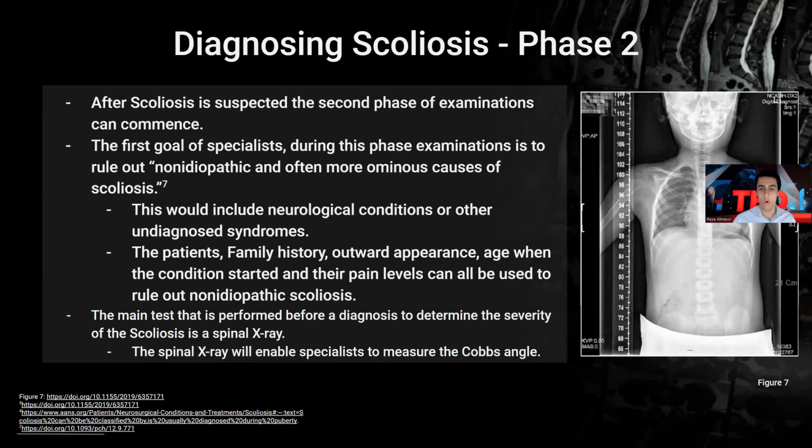Now that we've discussed step 1, or the screening process, we can discuss step 2. Step 2 involves a more in-depth investigation of scoliosis itself. At this point, specialists would usually try to rule out any possible underlying conditions.